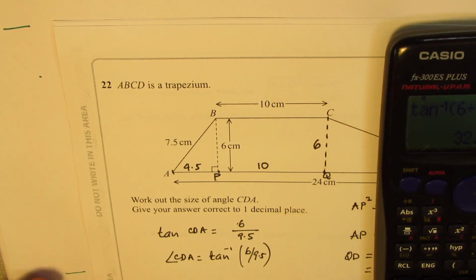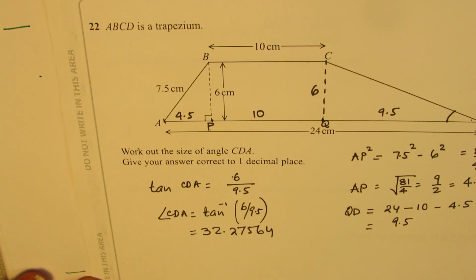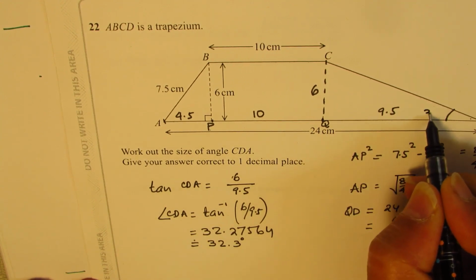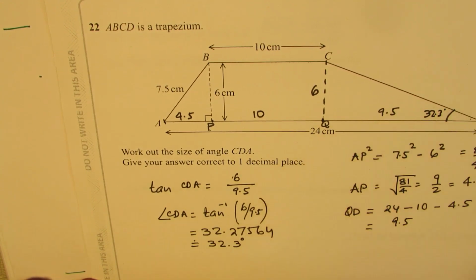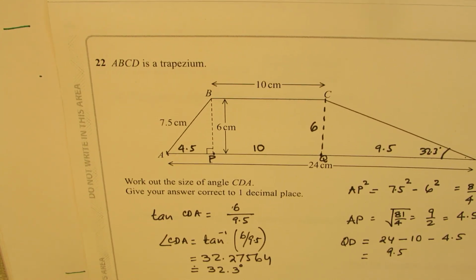That gives you 32.27564, right? It says give your answer correct to 1 decimal place. So we'll round this to 32.3 degrees. So this angle is 32.3 degrees, correct? So that is how we could solve this. I hope the steps are absolutely clear.